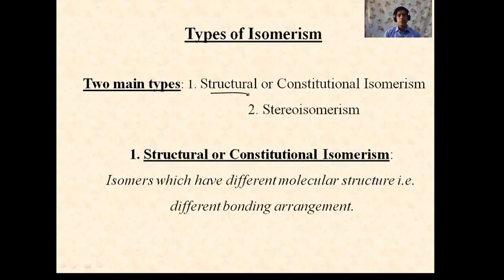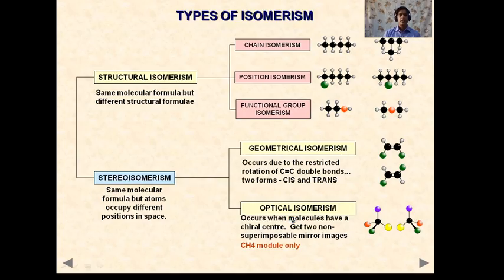One is structural isomerism, that is also known as constitutional isomerism, and another is stereoisomerism. So the first one is structural isomerism. Isomers which have different molecular structure. Different molecular structure also indicates different bonding arrangement. It means different atomic connectivity. All these things are the same. Different bonding arrangement or different atomic connectivity results in a different structure. Yes, this simple chart shows the types of stereoisomerism and types of structural isomerism.